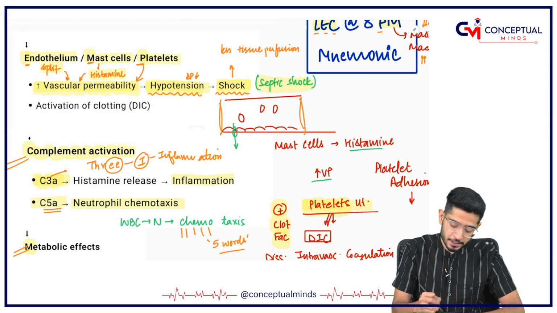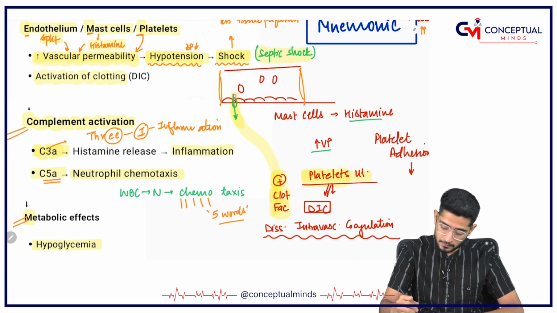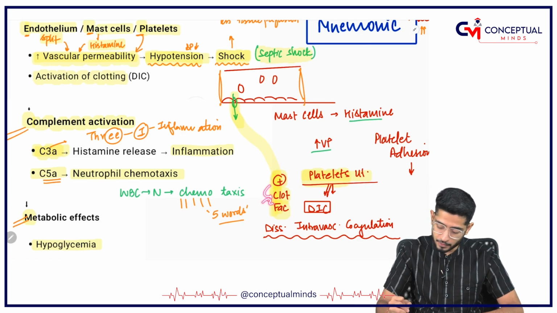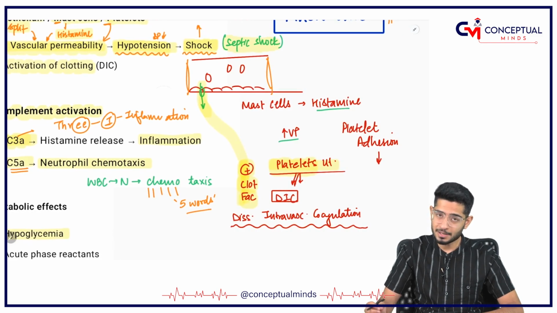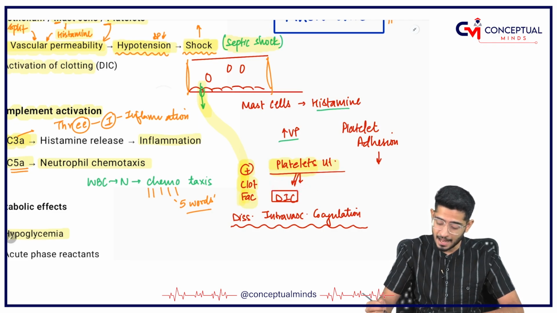Also, it leads to activation of clotting factors. So what happens whenever there is a split in the endothelium? It stimulates the clotting factors and promotes their formation. Once the clotting factors are formed, it leads to the utilization of the platelets, and once the platelets are utilized, it leads to DIC. It causes DIC.